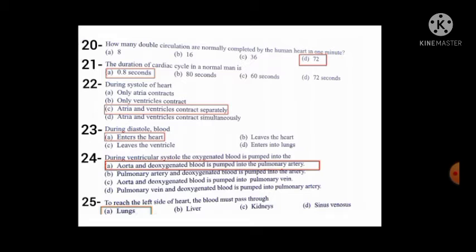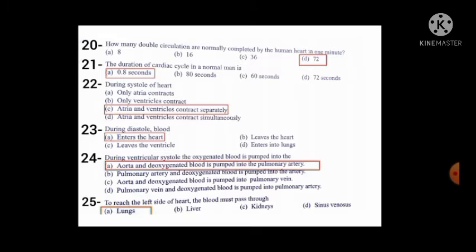During systole of the heart, atria and ventricles contract separately. During diastole, blood enters the heart. During ventricular systole, the oxygenated blood is pumped into the aorta, and deoxygenated blood is pumped into the pulmonary artery towards the lung, and the aorta towards the other body parts.